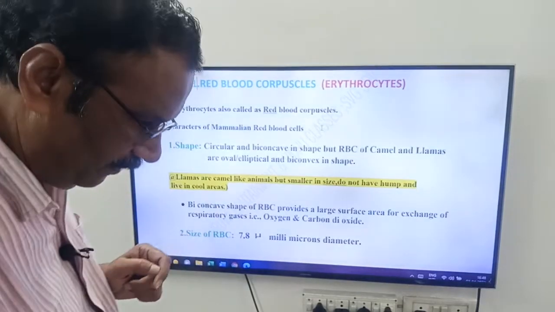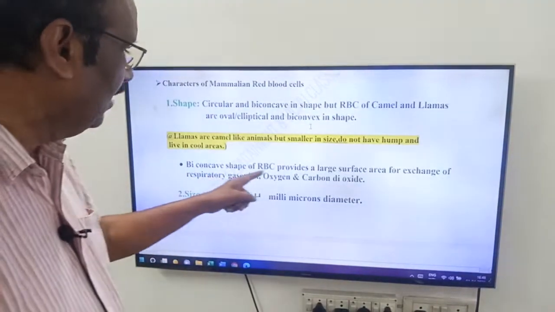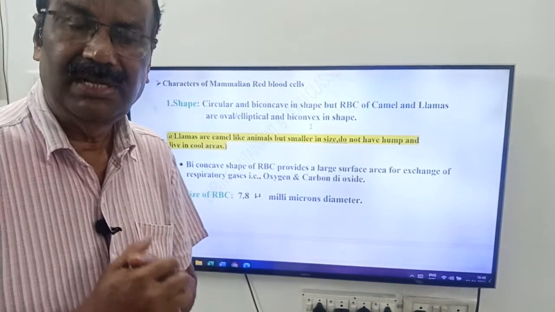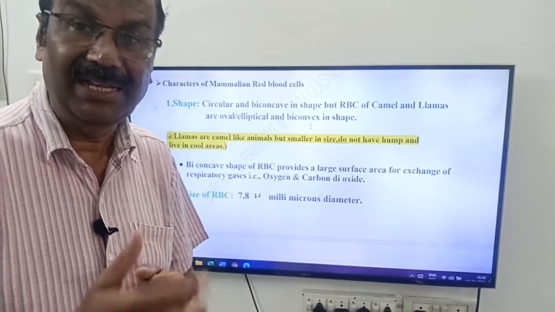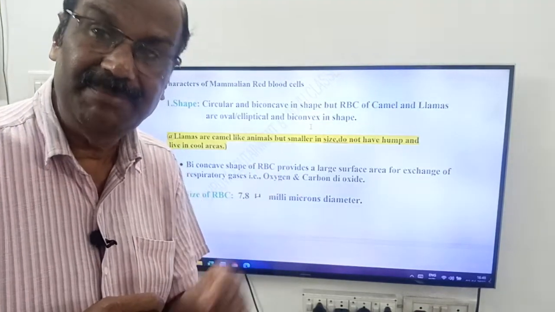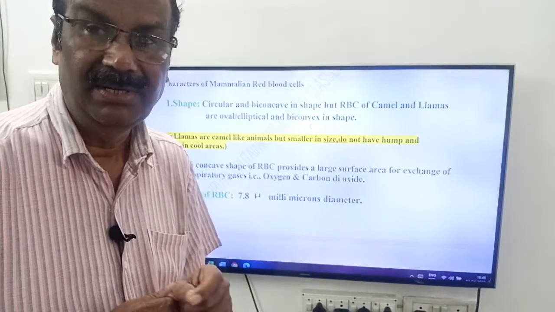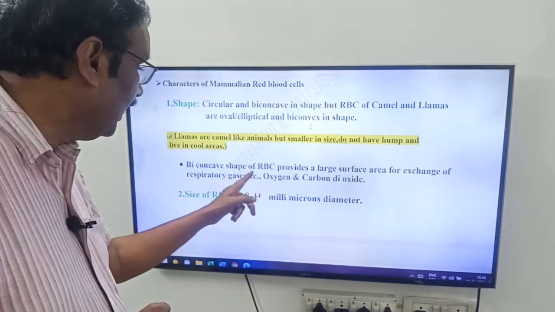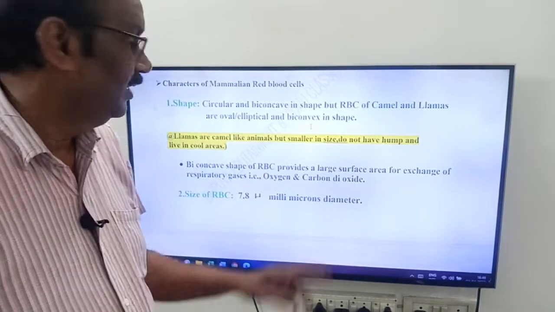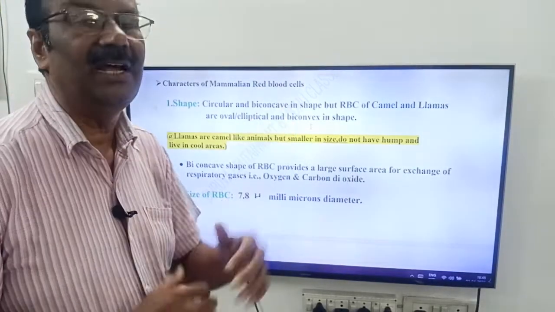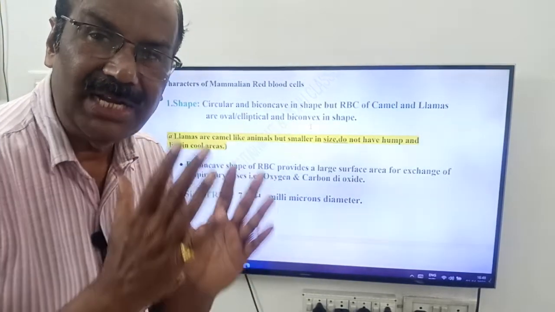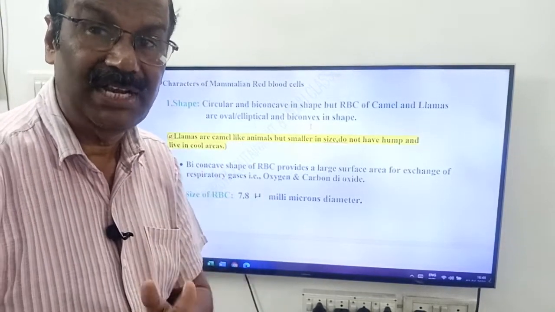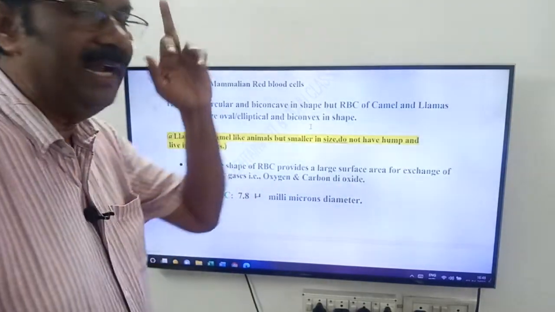Okay friends. Now, what is the role of the biconcave shape? Why are the red blood cells of mammals biconcave in shape? In other vertebrates, the red blood cells are biconvex or elliptical in shape, like llamas and camels. But in mammals, the red blood cells are biconcave or circular in shape. Why are they biconcave? This is important friends. The biconcave shape of red blood cells of mammals provides a large surface area. For what friends? For exchange of respiratory gases.